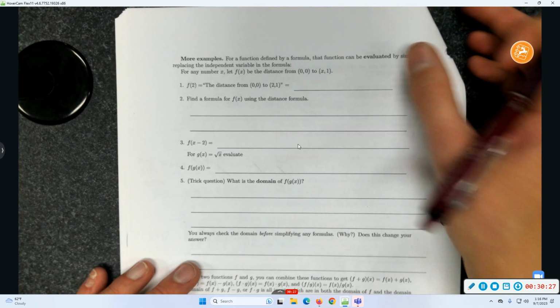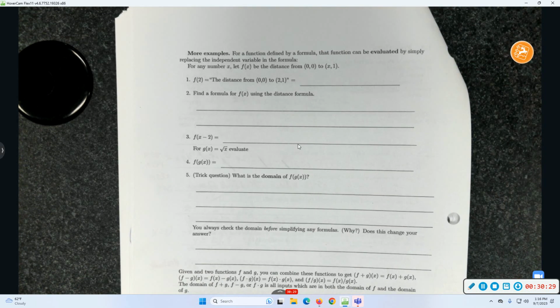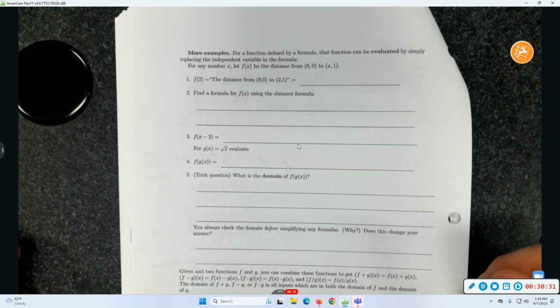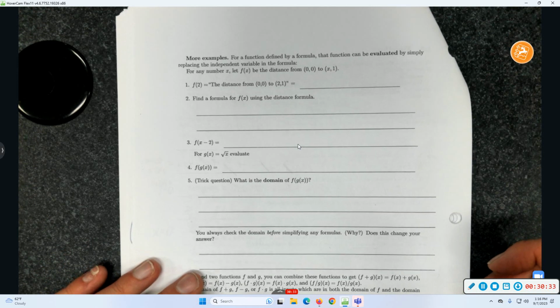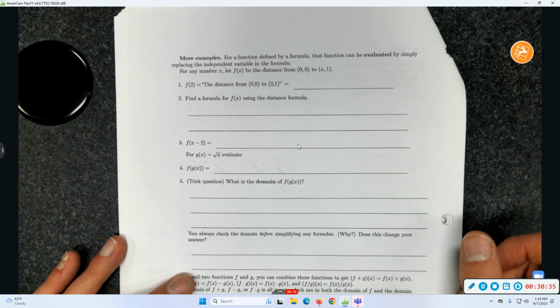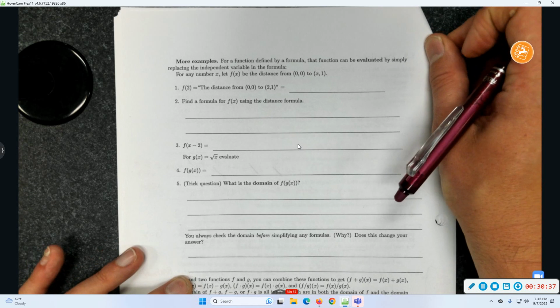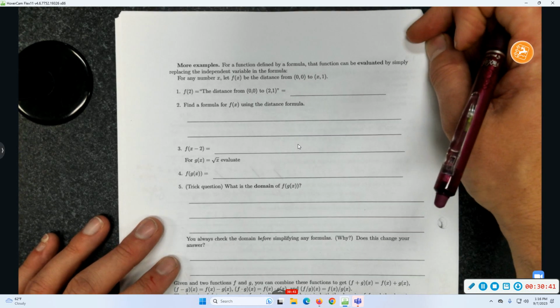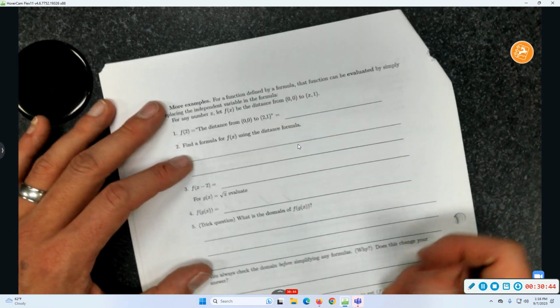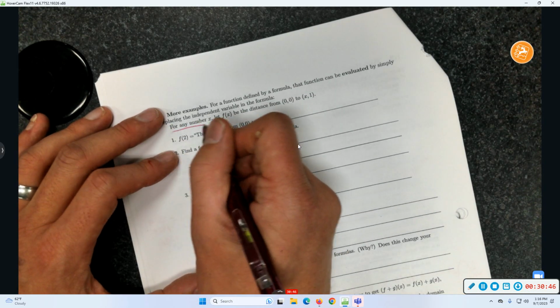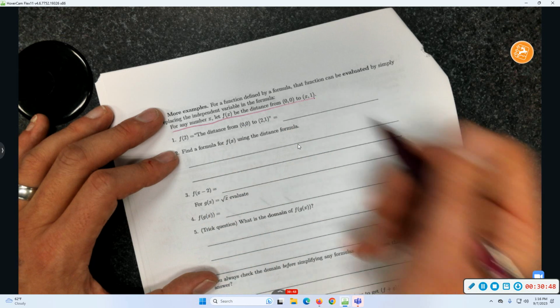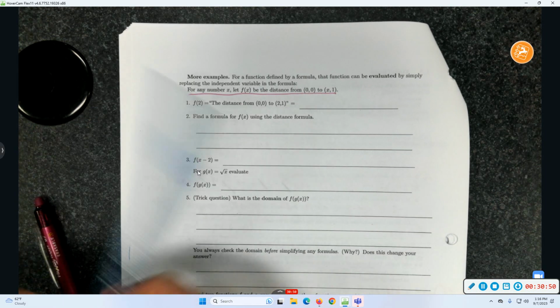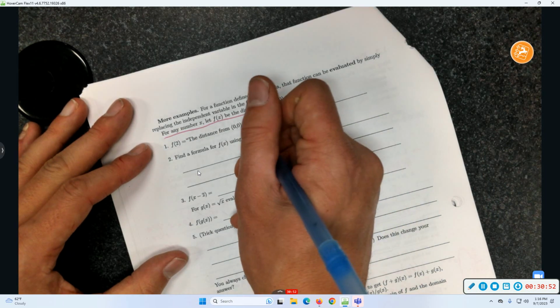All right, so I'll start waxing much more abstract now, and we'll get as far as we get. So if you have a function defined by a formula, you evaluate that function by just plugging numbers into that formula. So here's one. Here's something that's not given by a formula at all yet. For any number x, let's let f of x be the distance from (0, 0) to (x, 1). Let's write down a formula for this.